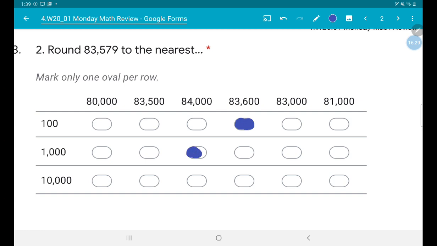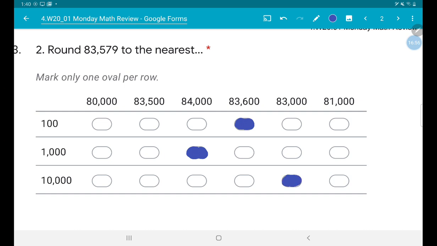All right. And the next one, you're rounding to the nearest 10,000. Where do I look, Brayson? The thousands place. What does the thousands place tell it to do? Stay the same. Yep, it's going to stay the same. It's going to go to 83,000.